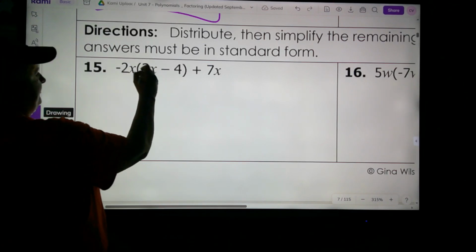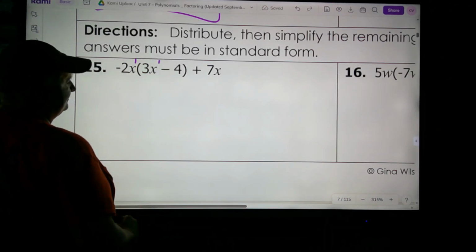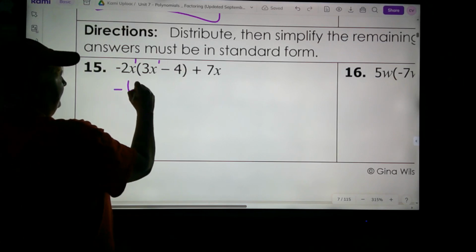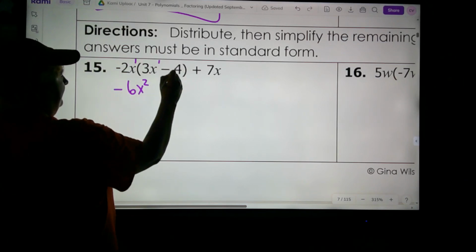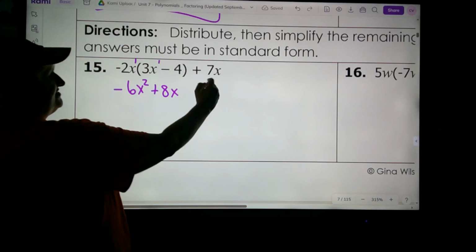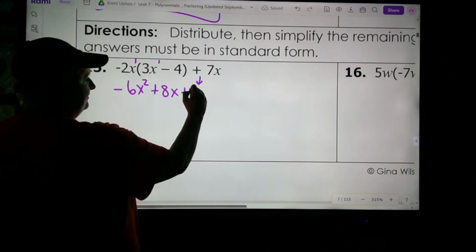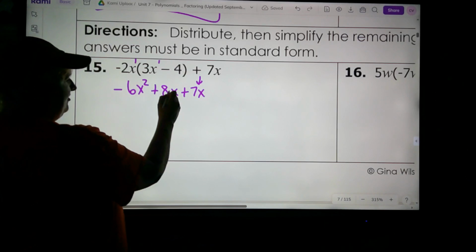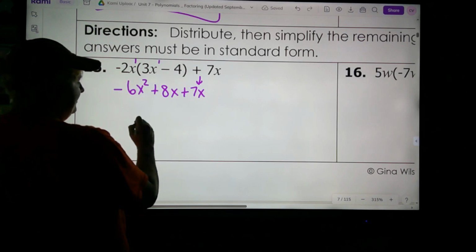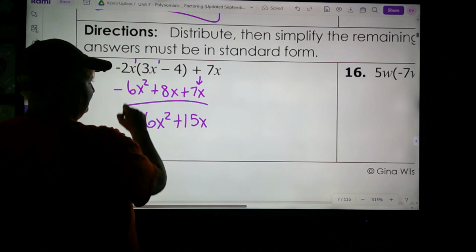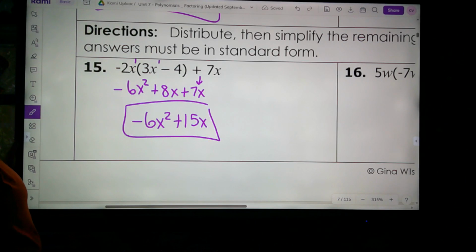All right, so first distribute invisible ones. So negative 6 x squared plus 8x, right? This is not inside the parentheses, so just bring it down. If there's like terms, combine them. This and this are not like terms. This is squared, this is not. This and this are like terms, so it becomes negative 6x squared plus 15x. Told you it's just going to add some addition.